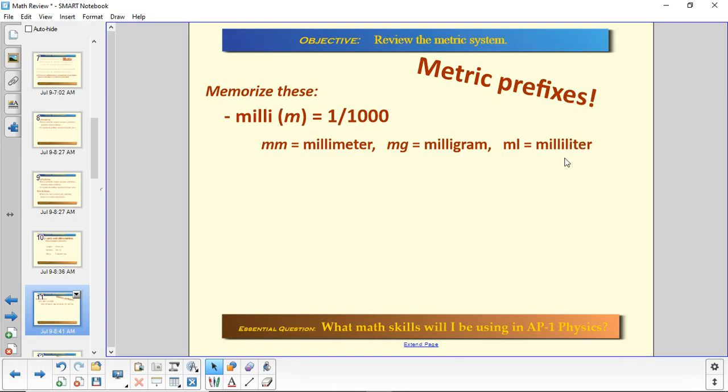They'll talk about so many milliliters of whatever the medicine is that they're giving to you. So milli, that's one you got to know.